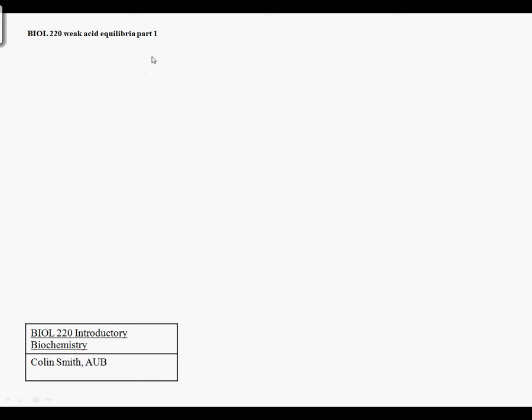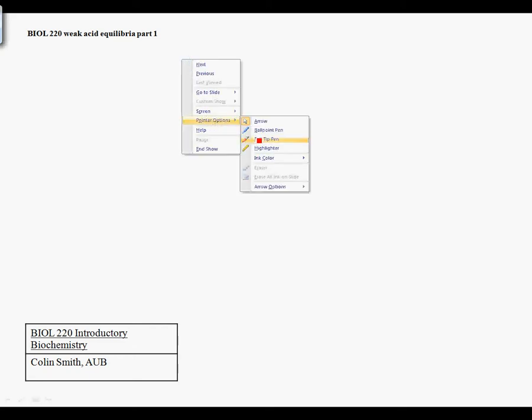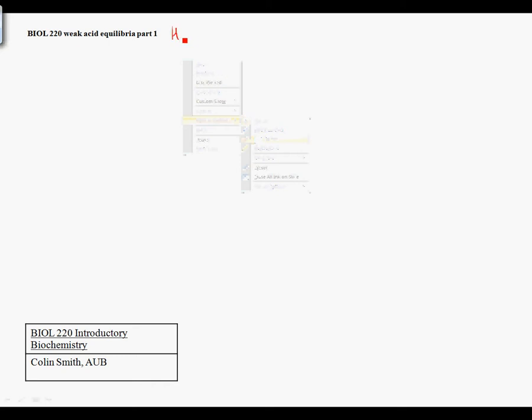I'm going to be discussing weak acid equilibria in the context of a problem from Horton's 5th edition. And so let me write that. This is Horton's 5th edition, problem 2.7. And this concerns weak acid equilibria.